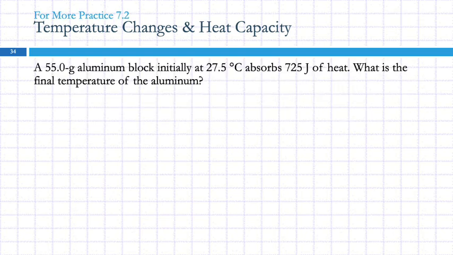Let's do another one. A lot less words here. A 55-gram aluminum block, initially at 27.5 degrees Celsius, absorbs 725 joules of heat. What is the final temperature of the aluminum? So we've got 27.5, we've got 725 joules, we've got 55 grams, we have a question, or a command. It's a question this time. Final temperature.